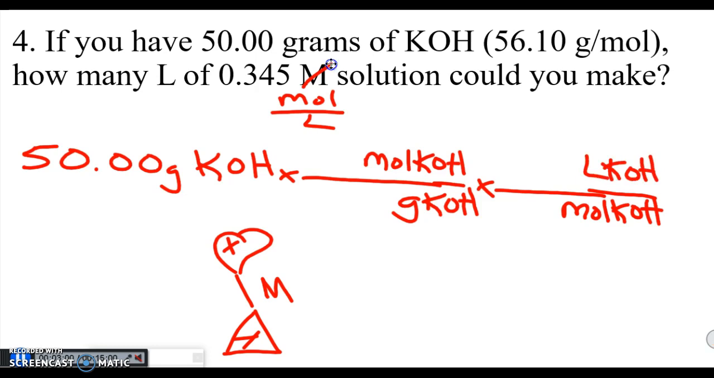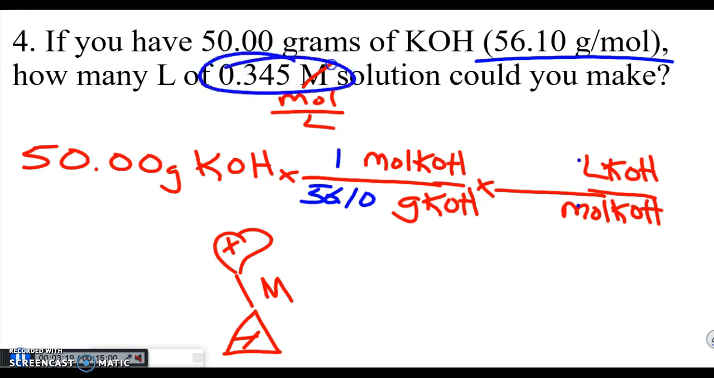Now we're going to pop in some numbers. So moles and grams, grams and moles. That's the molar mass. So 56.10 grams in 1 mole. Moles and liters, liters and moles. That is molarity. It told us the molarity is this right here. So there are 0.345 moles in 1 liter. So molarity is a conversion factor. So the 1's going to go with the liters, and the 0.345 will go with the moles.